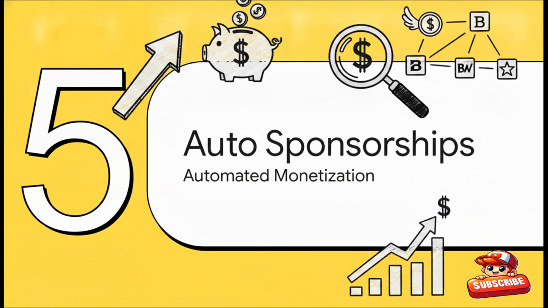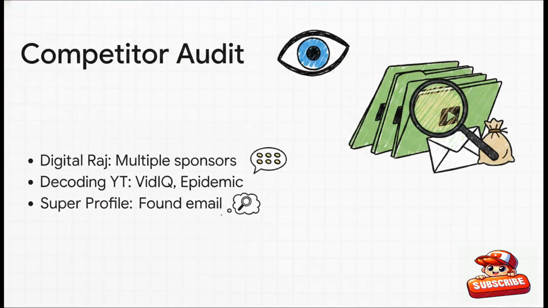Finally, we escalate to step 5, automated sponsorships and monetization. This is where we use the AI to actively hunt down brands that are paying your direct competitors right now. Claude analyzed 10 competitor channels over the last 3 months, and the protocol uncovered a detailed spreadsheet showing exactly who was getting sponsored and by whom. It revealed that Digital Raj had multiple recent sponsors, and Decoding YT was repeatedly sponsored by VidIQ and Epidemic Sound.